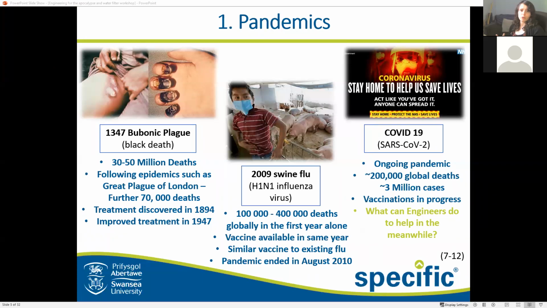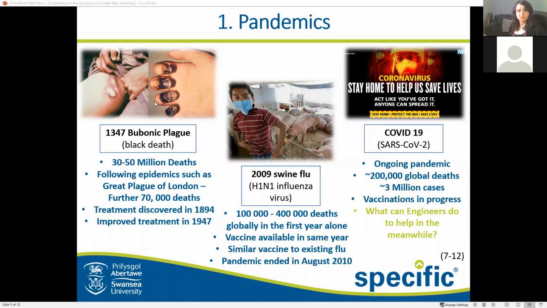To give you a brief overview, probably one of the most well-known ones in history was the bubonic plague of 1337. This resulted in tens of millions of deaths all over the world in around only 5 years, which then lingered throughout centuries, resulting in epidemics such as the Great Plague of London in 1665, with treatment only becoming developed in 1894 and the final treatment only being produced in 1947, so not all that long ago. This was a truly horrific pandemic, which hopefully what we're seeing right now will not go anywhere near.